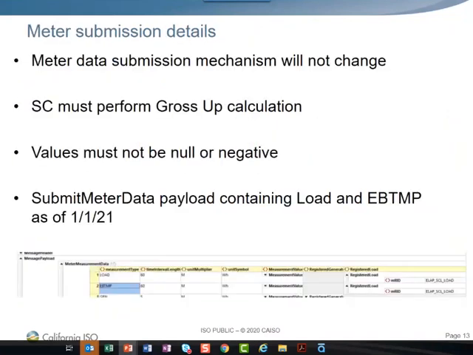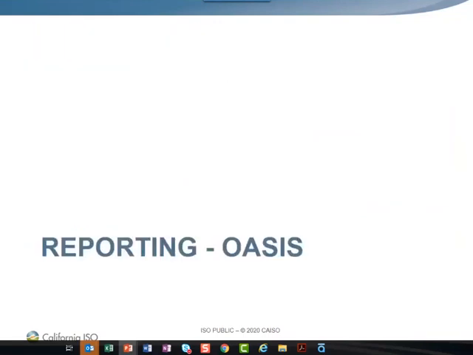Let me give you a little more information about that meter submission. So the way that you submit meter data is not changing. You're still going to do it the same way. That gross up calculation that I gave to you on the previous 2 slides is something the scheduling coordinator has to perform prior to submitting that meter data. That doesn't happen at the ISO. That's something you're going to provide to us. Values cannot be null or negative. There needs to be something in those fields. And the submit meter data payload is going to contain that load and excess behind the meter production field in it as of 1/1 of 21. So that's the metering portion.